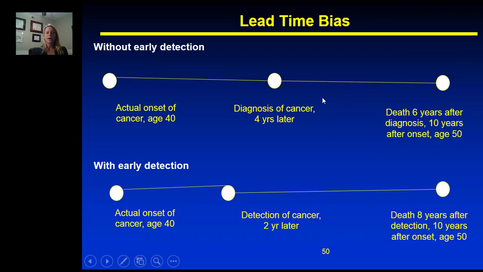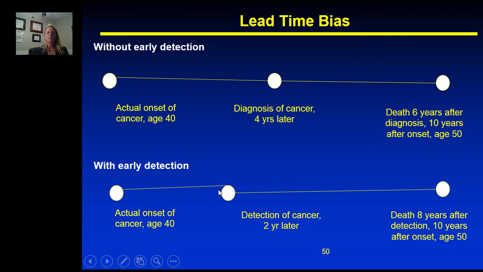But before I go into that, I want to provide an example of lead time bias in a very simplistic diagram shown here. So up top I have the scenario of an individual who doesn't have early detection, for whom we don't screen. So their cancer begins at age 40, and they're diagnosed with the cancer at age 44 because they come in with clinical signs and symptoms. And they die at age 50, so they have 6 years of living from the point of being diagnosed to the point that they die.